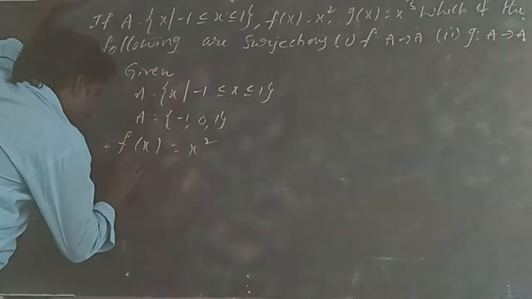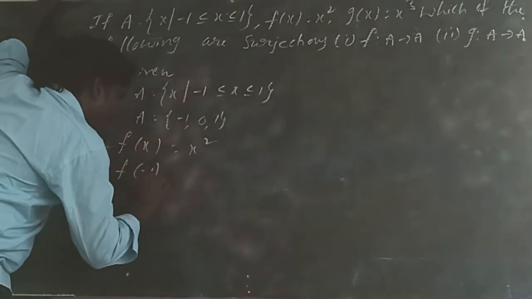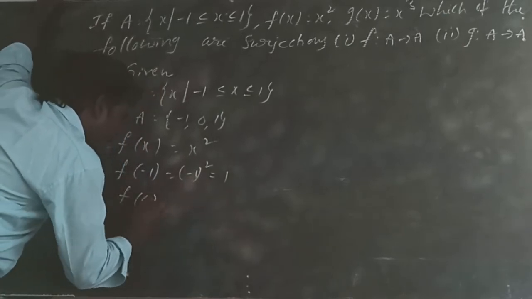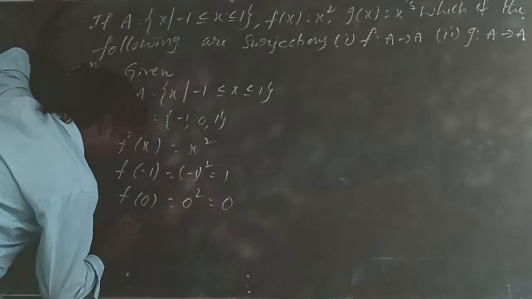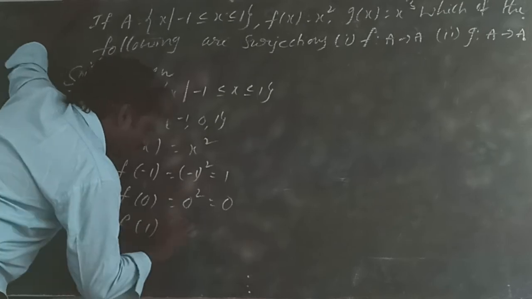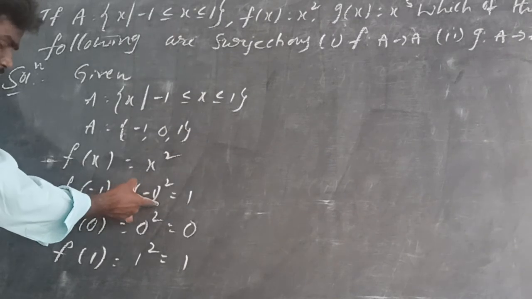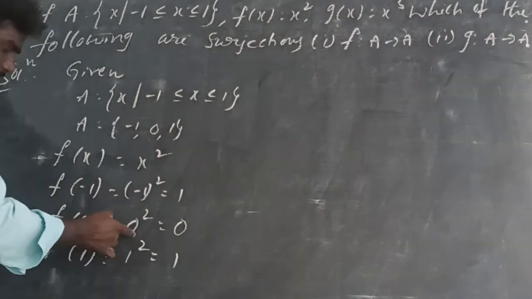Okay, so here f of minus 1, that is minus 1 whole square, 1. Next f of 0, 0 square, 0. F of 1, 1 square, that is equal to 1, which is equal to minus 1 whole square, 1. F of 0 is equal to 0 square, 0.